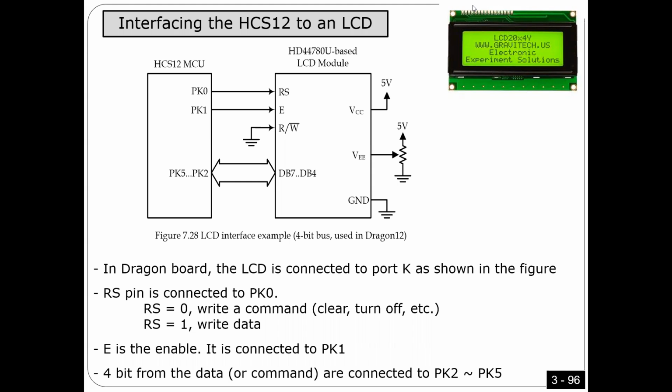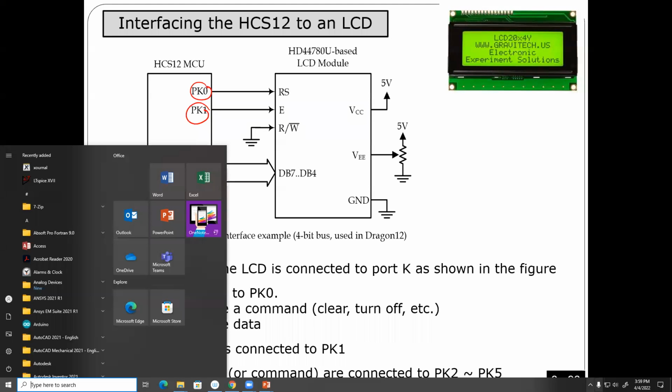Good afternoon, everybody. Okay, so last time I started to explain the LCD. As I explained before, the LCD is connected this way. You have here PK0, PK1, and we also use port K, pins 2 to 5, this way. So the LCD is connected to port K.